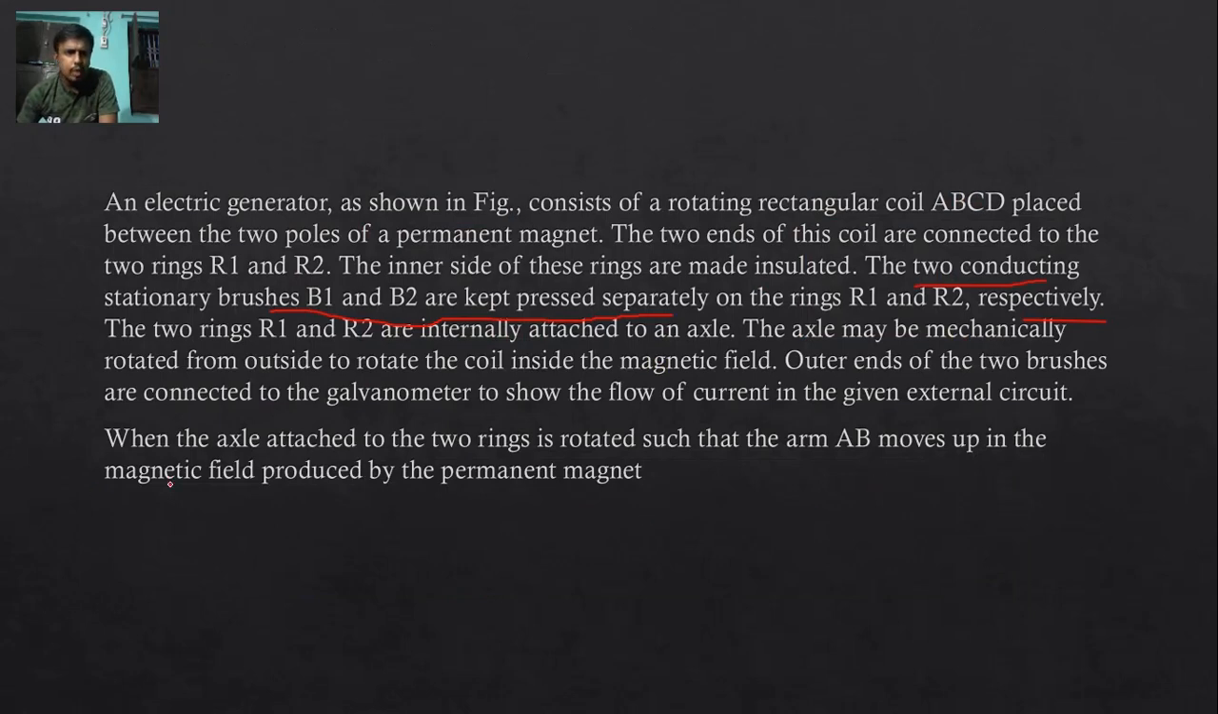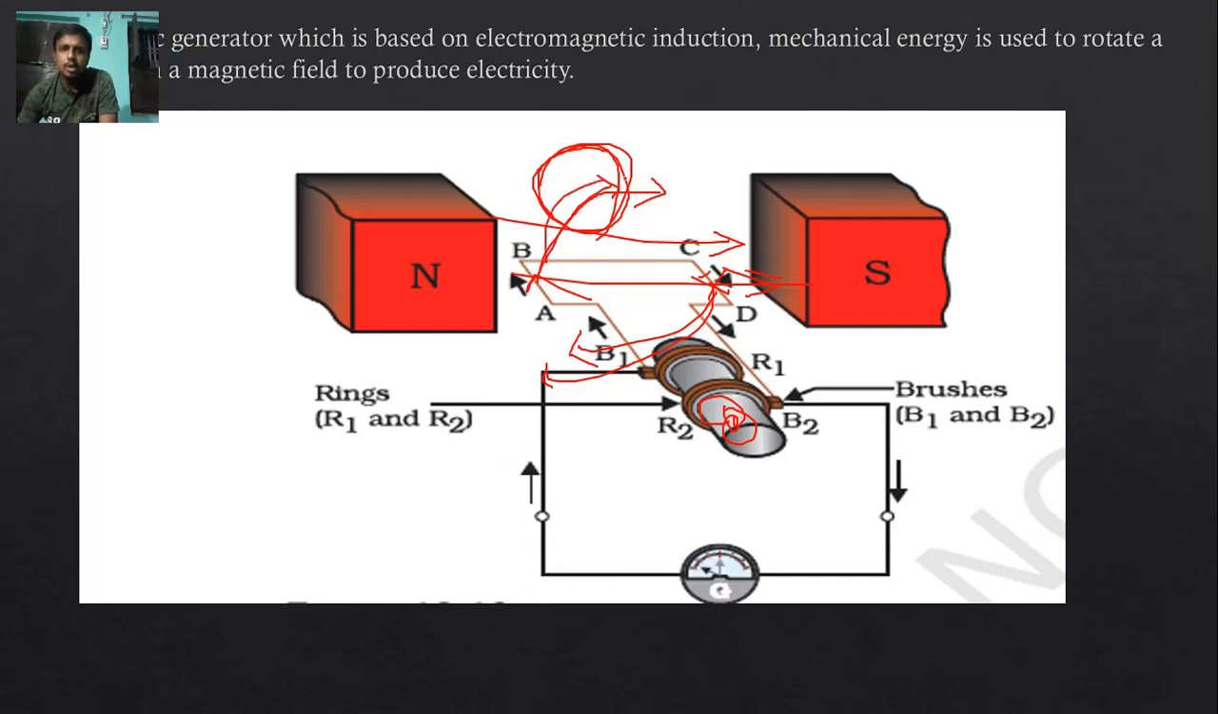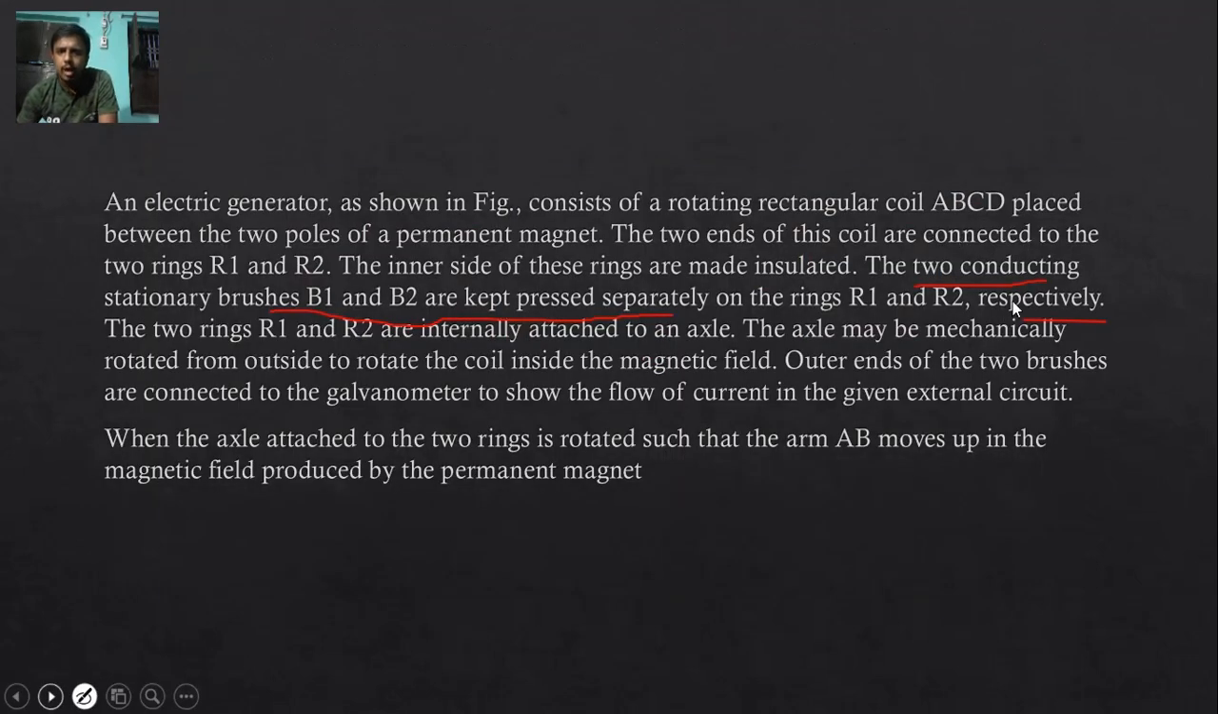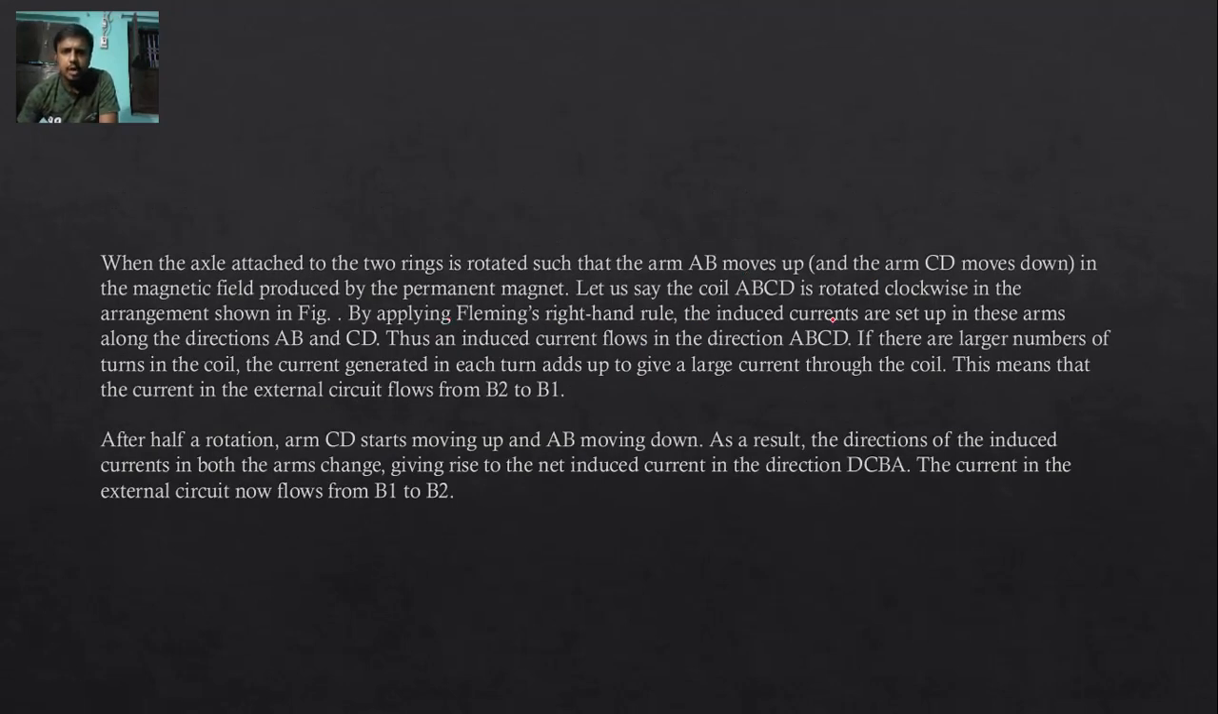When the axle is rotated, AB moves upward in the magnetic field produced by the permanent magnet. Let us say that ABCD is rotated clockwise. If you consider this movement is clockwise, after a certain time the direction would change. By applying Fleming's right hand rule, induced currents are set up in these arms along the directions AB and CD.